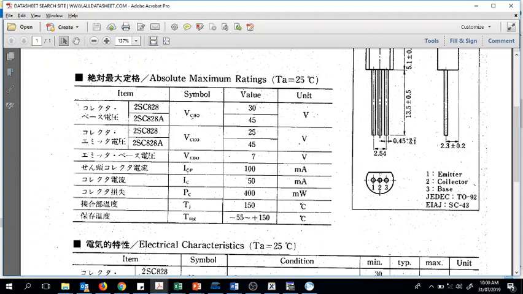This is pulse current, and the static current is 50 milliamperes. So it can carry only a little amount of current, just 50 milliamperes, enough to drive an LED array or something like that, right? For simple small scale switching purposes. And emitter, collector, base is the order of the pins. When you look from this side, this is emitter, base, and the collector.